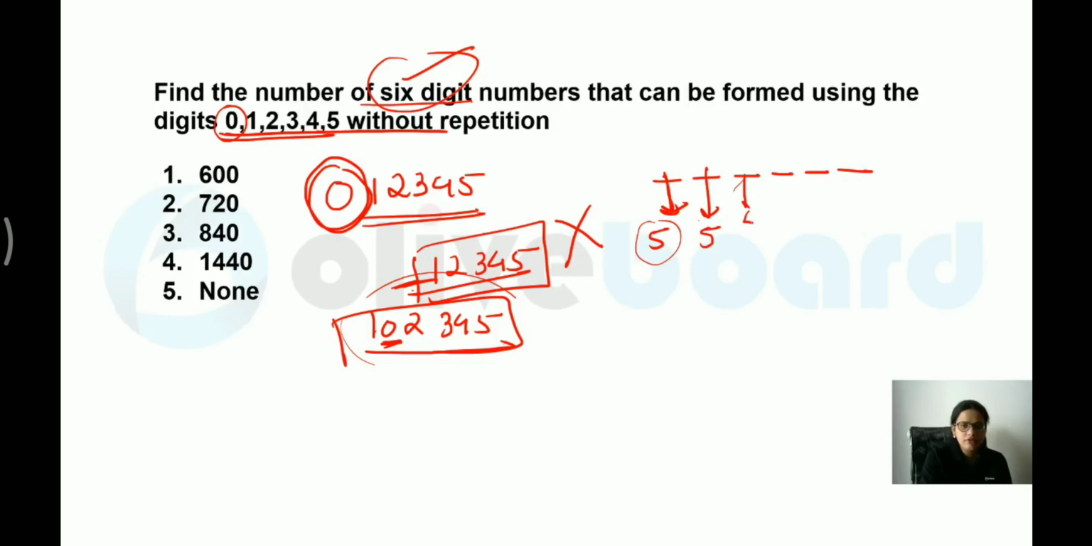So 5, 4, 3, 2 and 1 over here. So what would be the answer? 5 into 5 factorial, that is nothing but 600. So a total of 600 numbers can be formed. So whenever the digit 0 is given, you have to be very careful in the calculation. It cannot come at the first location. That is the condition over here.